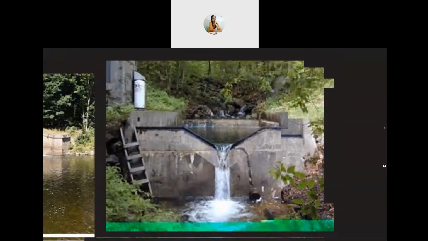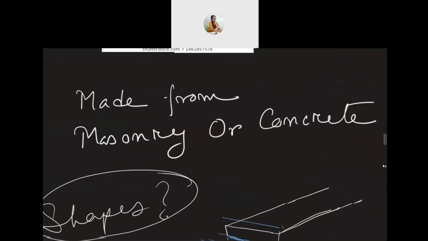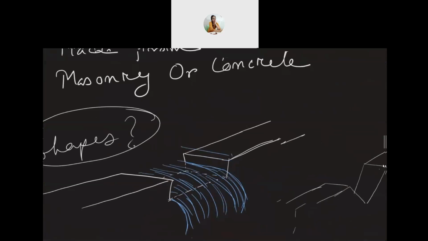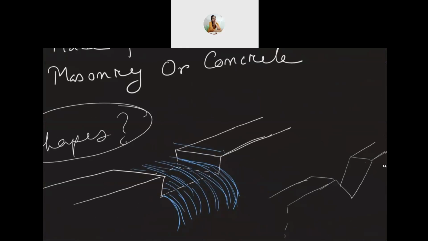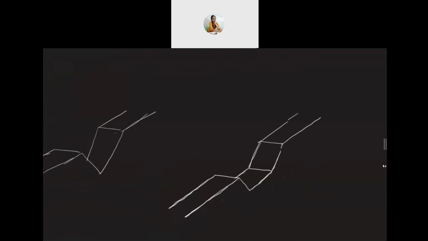Then they are generally made of concrete or masonry. Now they come in different shapes and sizes. So the shapes will be: this is a rectangular weir and also broad crested. This is a triangular weir. This is a trapezoidal weir.